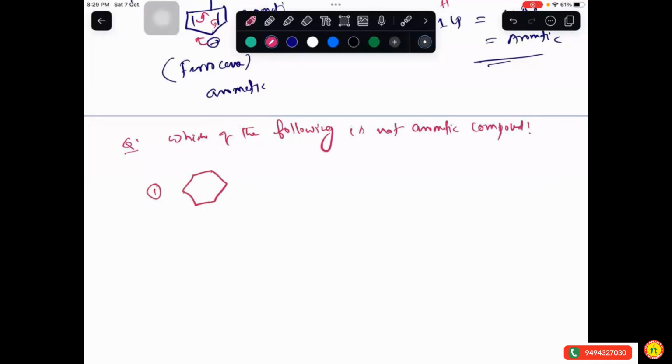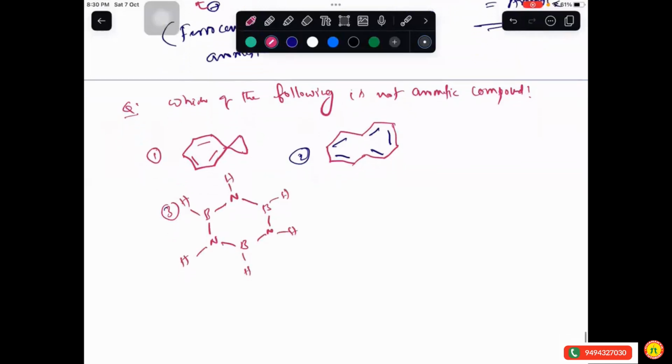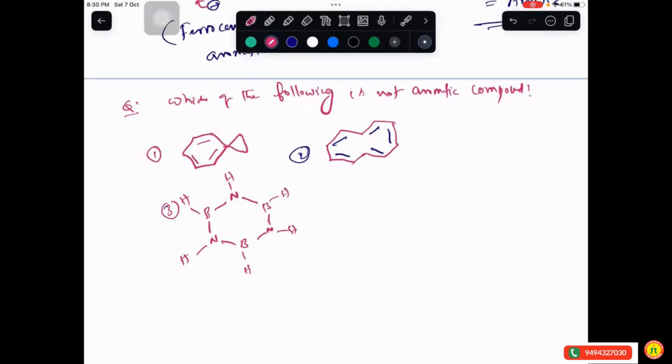First one is this one. This must be next one. This is one more given. The second option, third option. Very, very important. Try to analyze this one. I will explain, don't worry. This is a little bit difficult only. Hydrogen. This is called inorganic benzene, B3N3H6, borazine. It is called inorganic benzene because it is an inorganic molecule. Next one, fourth one.